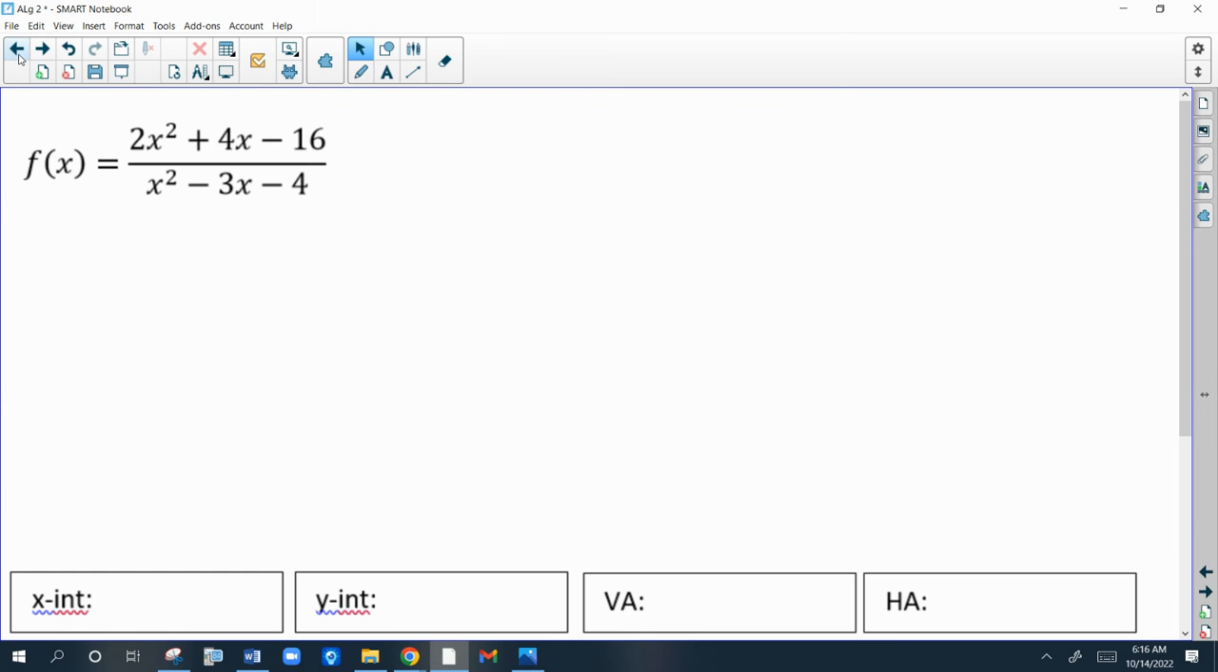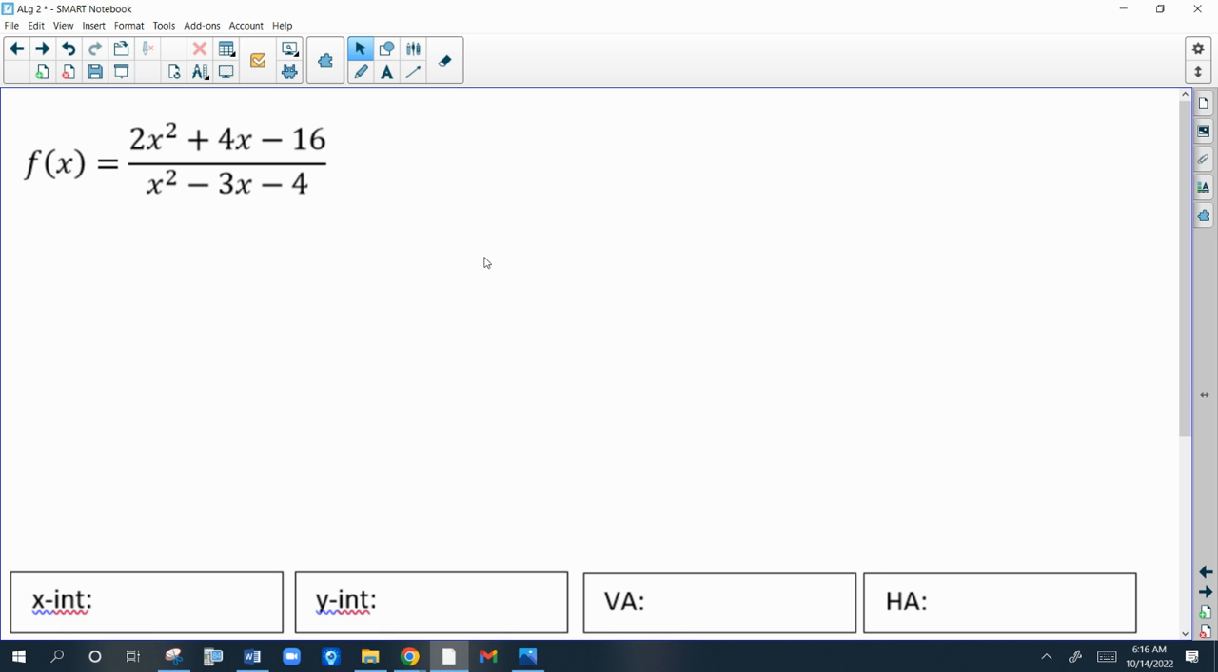All right, here we're going to graph this rational function. It's pretty easy if you can factor. And the key points for a rational function are the intercepts and the asymptotes. So I have them ready to go on the bottom of the screen. So let's do it.